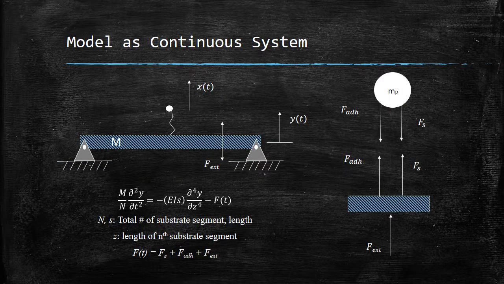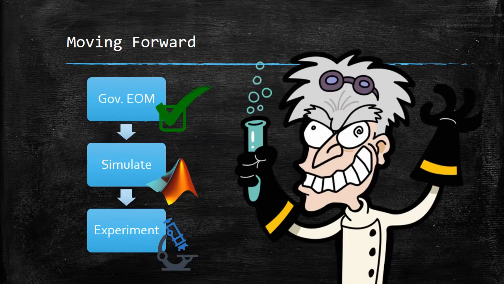The continuous system is a bit more complex. Here, the substrate with a mass of big M will be broken up into n number of segments, each with a length of z. In this case, the equation of motion focuses on the substrate segment rather than the particulate. Given more time and resources, we hope to further develop the continuous system model. However, for now we are focusing our efforts on simulating the system in the discrete case using MATLAB.